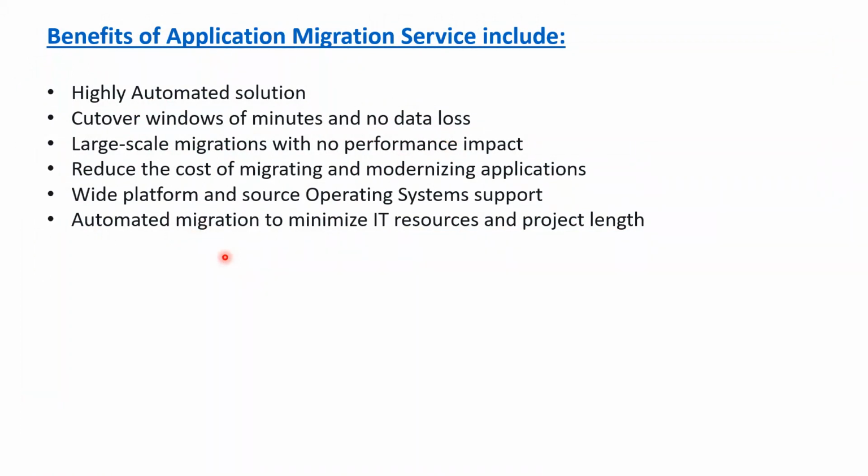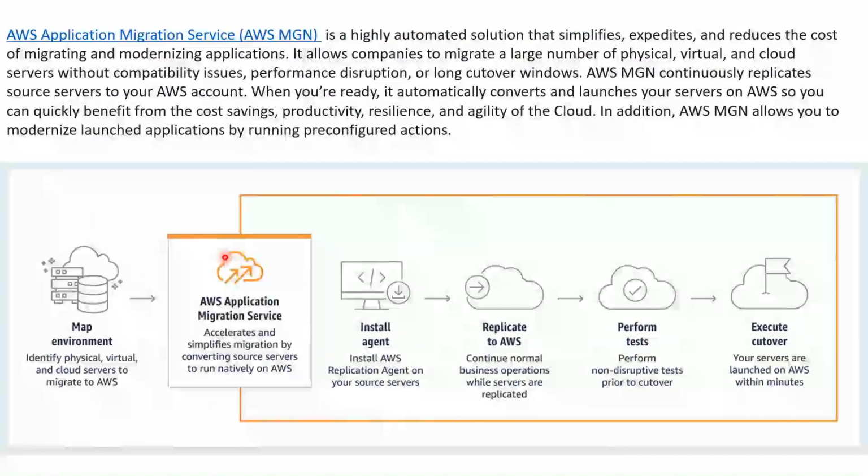When I say a wide range of operating systems and platforms, I mean almost all the 32-bit and 64-bit operating systems, Windows or Linux. MGN doesn't support non-x86 platforms like AIX or other Unix systems, but most of the Windows and Linux systems are supported. It is fully automated, the IT resources needed for the entire migration project are very minimal, and you can do the cutover with very minimal downtime.